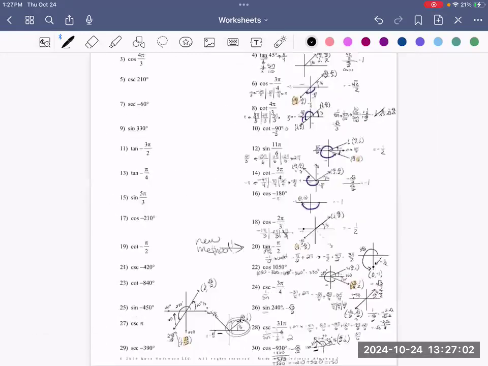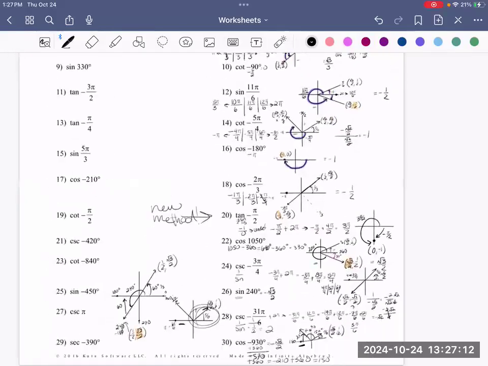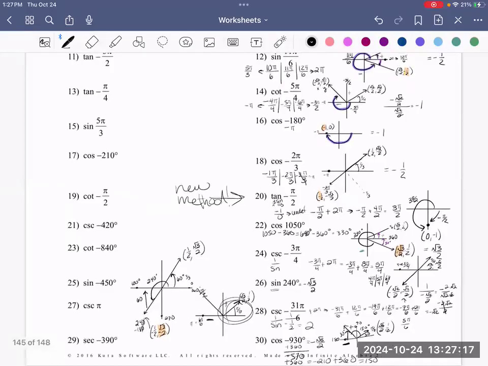So hopefully that video was informative. You've got lots of different ways to figure out the location of each trig value. And let's take a look if I can add any sort of tidbits to it.